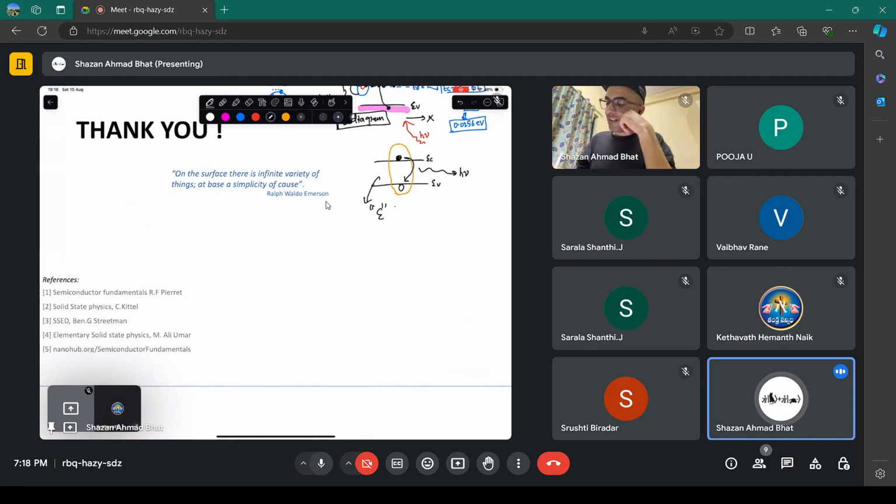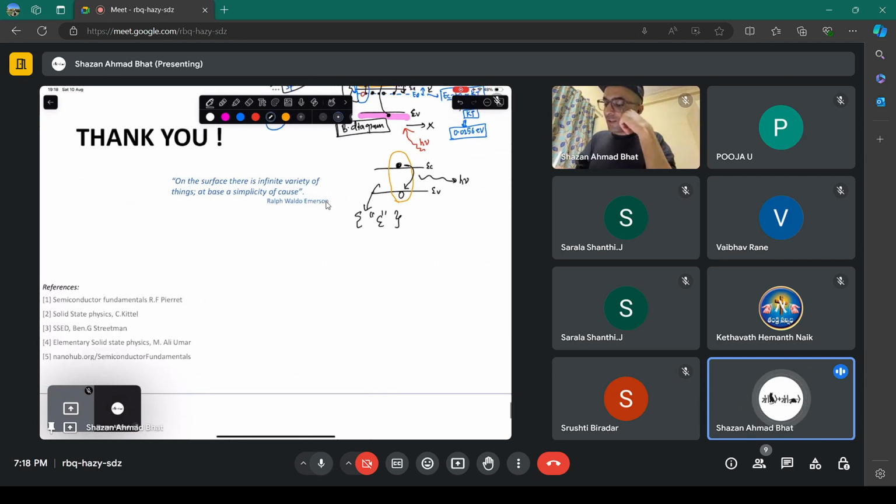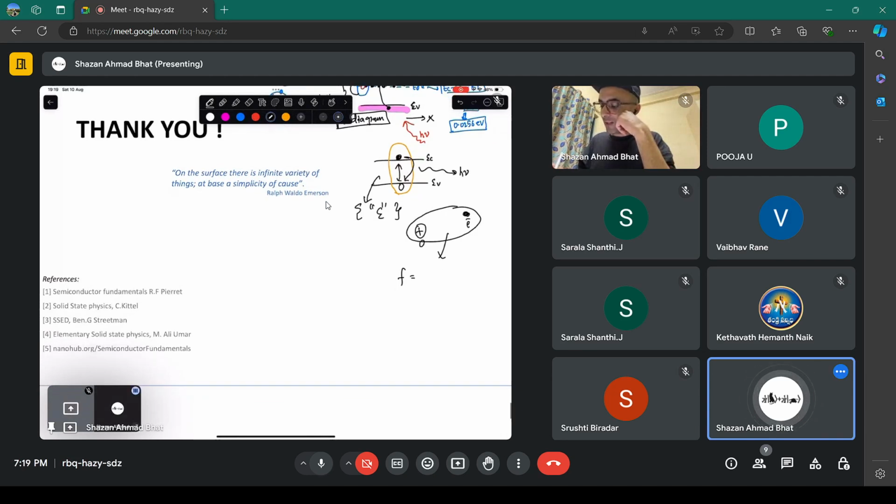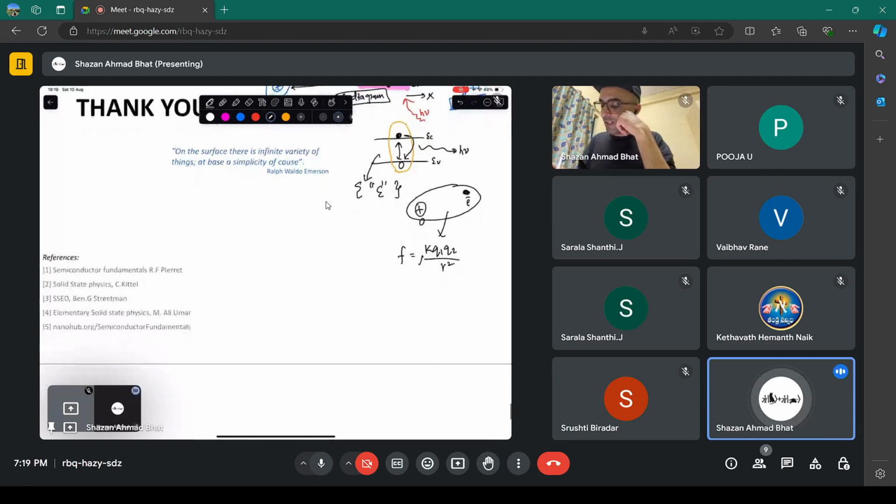Permittivity? Exactly. So you know the force of attraction, because this is a positive charge, this is a negative charge, this is an exciton, this is a hole actually, and this is an electron. The force of attraction given by Coulomb's law is k q1 q2 by r square, and this k is 1 over 4 pi epsilon. Let's say this is the distance r.